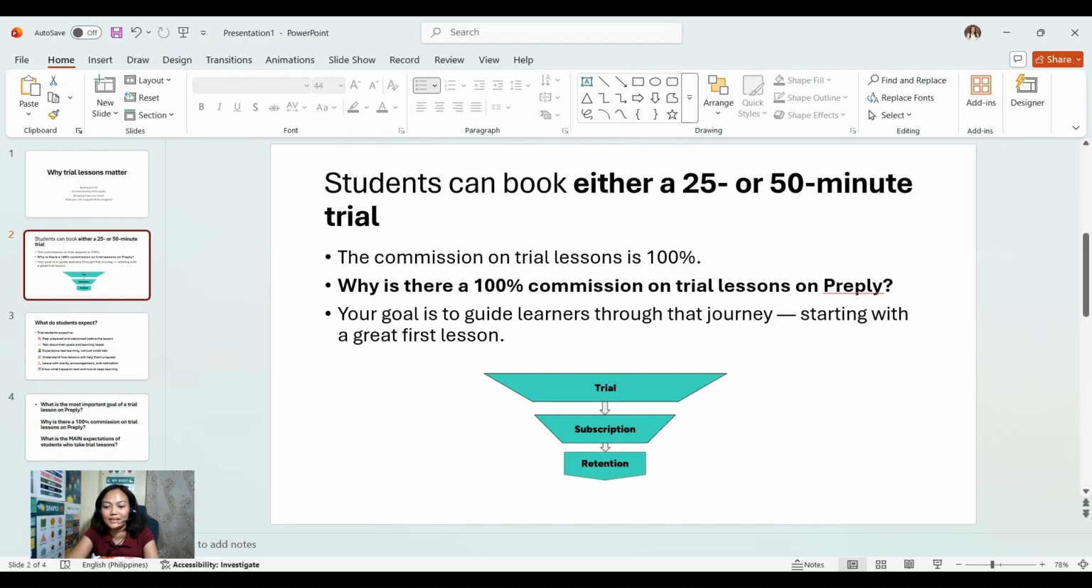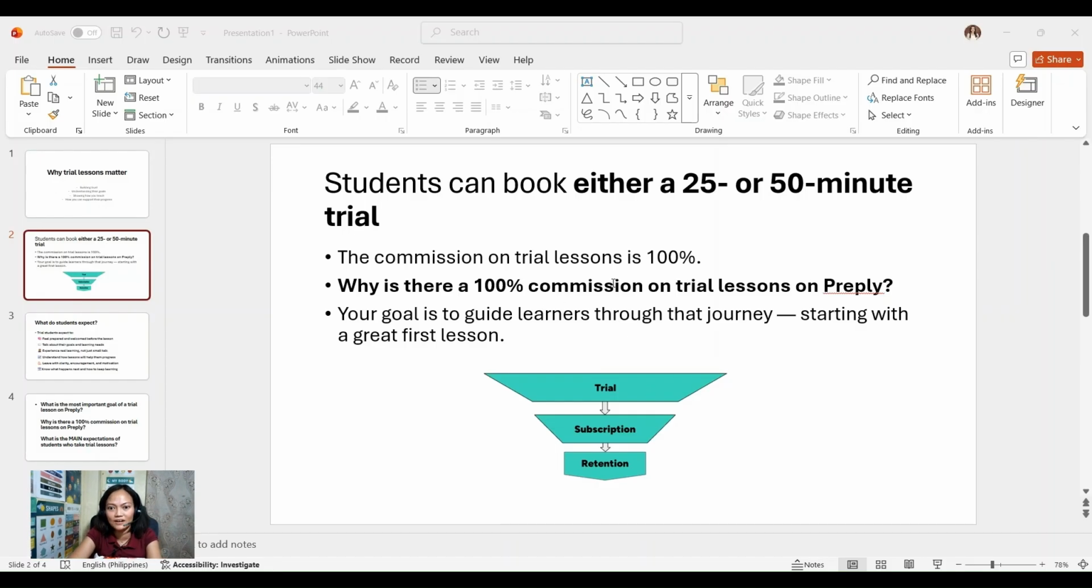All right, so in here, students can book either a 25 or 50-minute trial, so it depends on what works best for them. Of course, students can choose if it's a 25 or 50-minute trial, depending on what suits them.